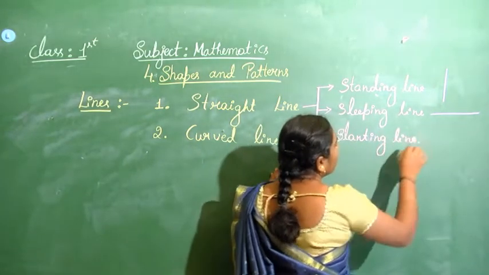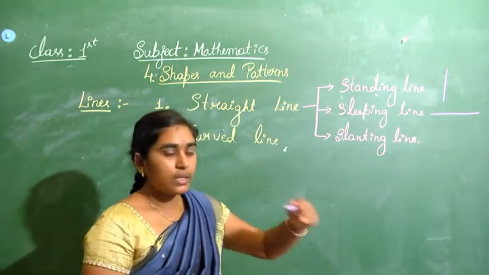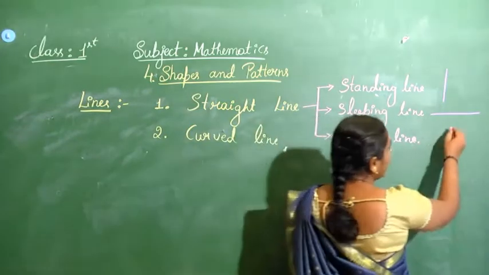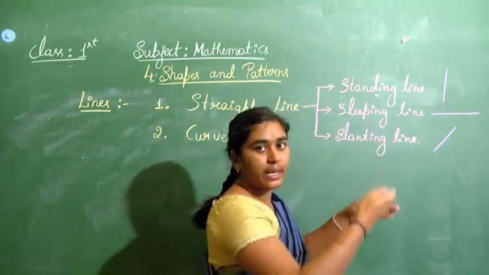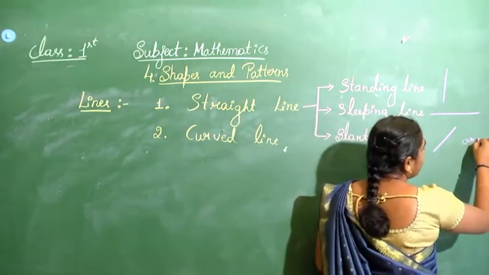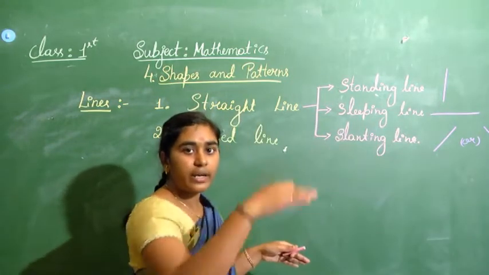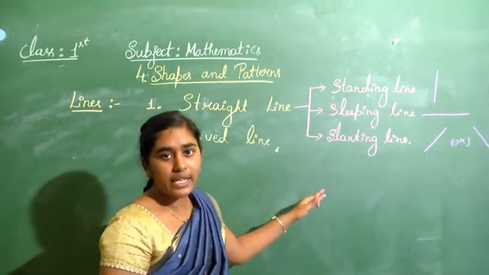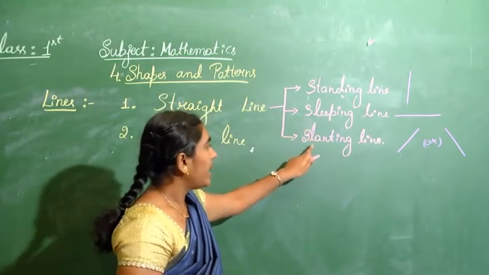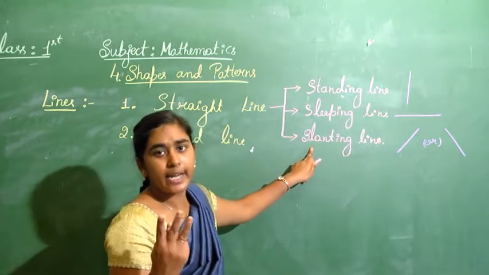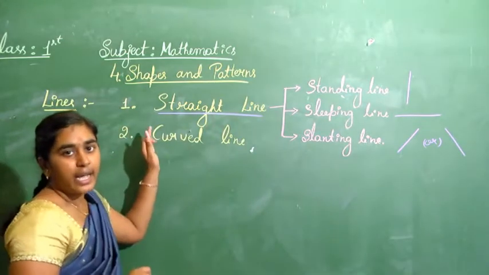Slanting line. If you go to some park to play in the evening, you will slide on a slider, right? Like this. See? This one is a slanting line, like a cross. Or you can also draw this side, from left to right or right to left, that one is a slanting line. The standing line, sleeping line and slanting line are the three types of a straight line.